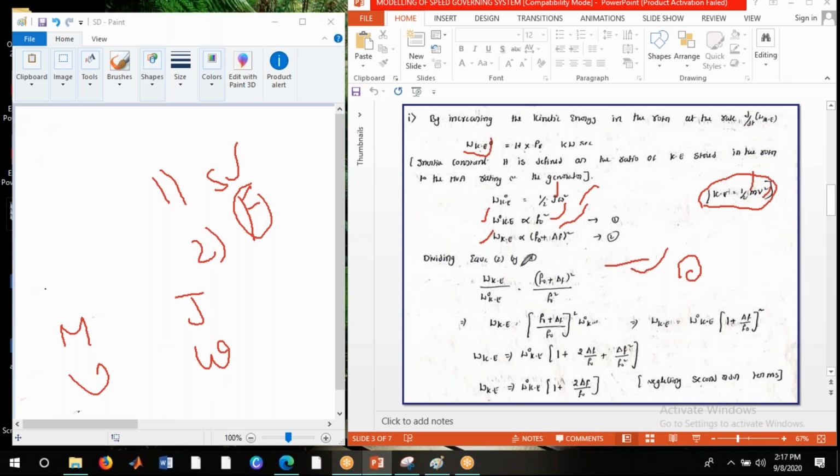By dividing these two equations, 2 and 1, we get this. Finally, what is the change of the kinetic energy with respect to the frequency? That is the thing we have to find out. Now from this equation, let me cross multiply, and WKE will come like this. From this, take f naught as common, and you will get 1 plus delta f by f naught. This term is in the form of a plus b whole square, and you can expand this equation.